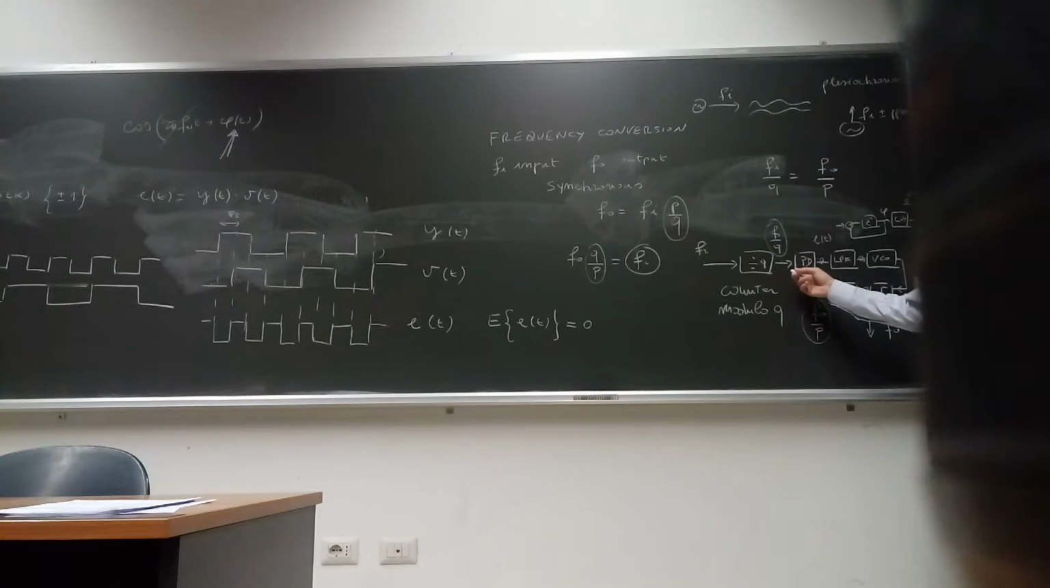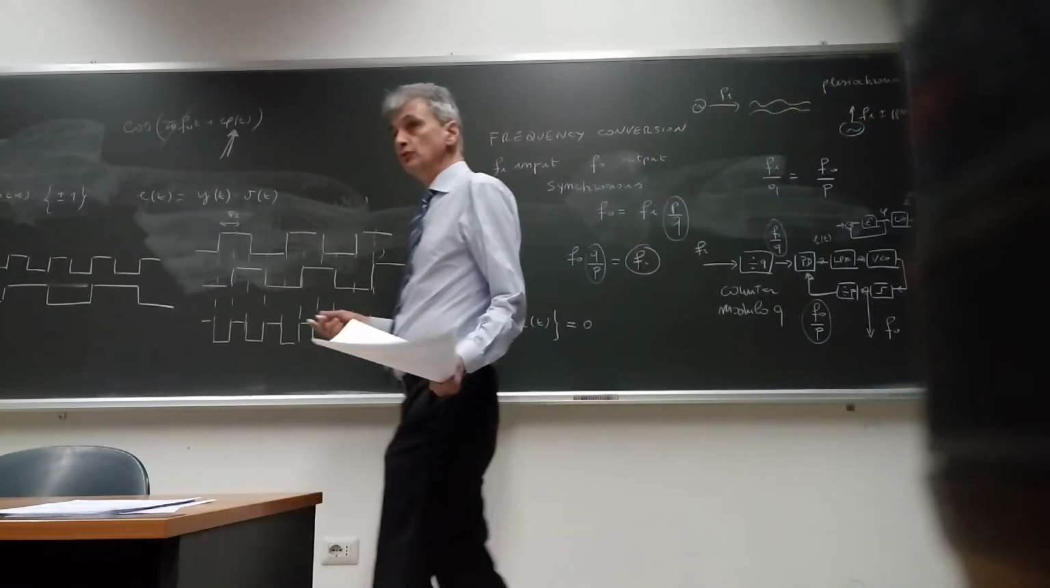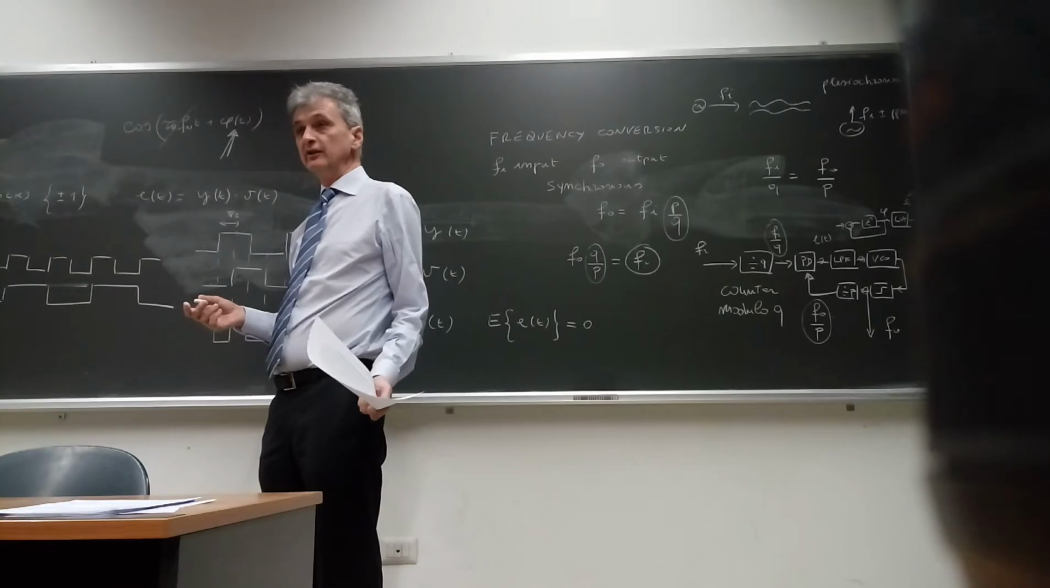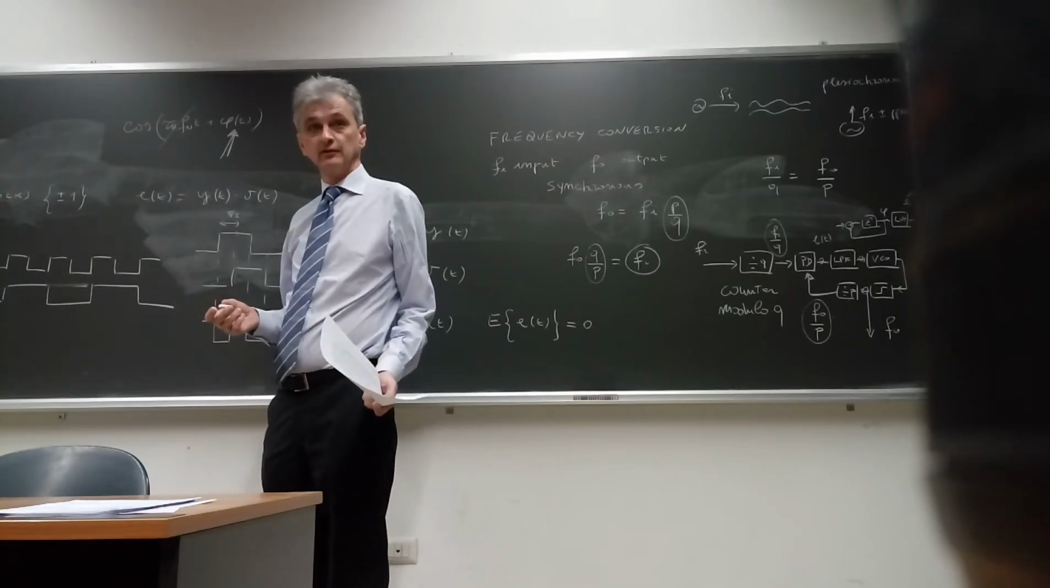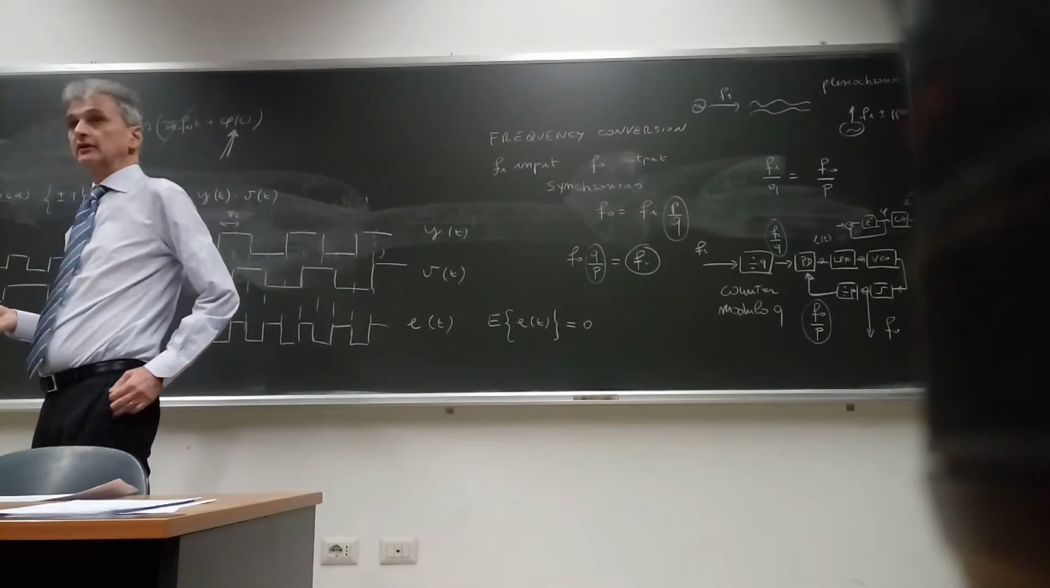This is widely used in electronics. Inside an FPGA you can find a number of these circuits. 4, 8, 12. It depends on the size of the FPGA, which are useful to perform frequency conversion, for instance. One example where you use the digital PLL is the synchronous Ethernet. You know what is the synchronous Ethernet?